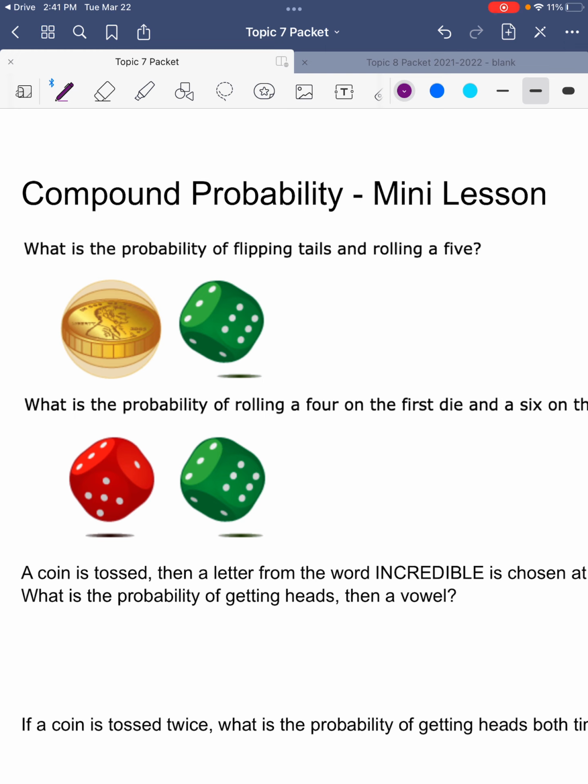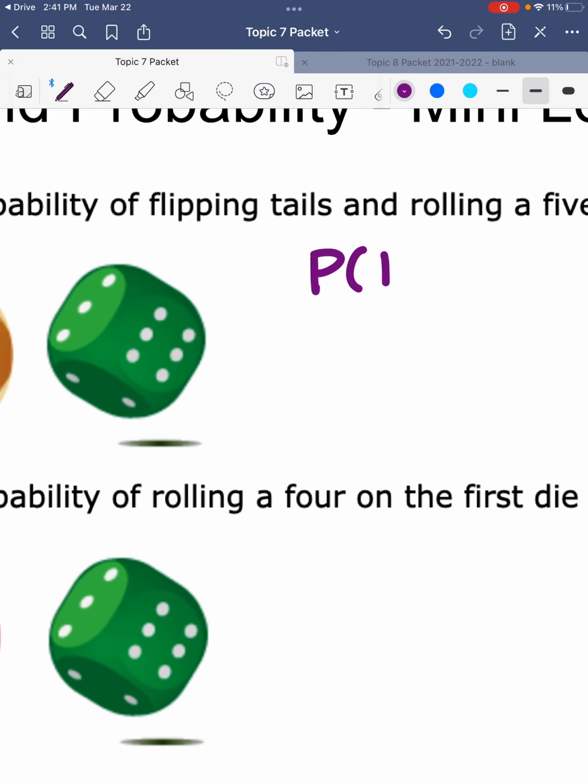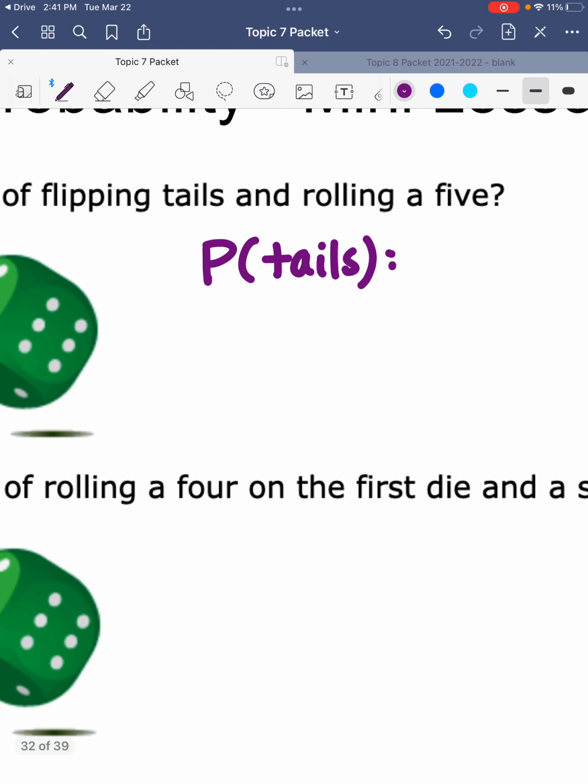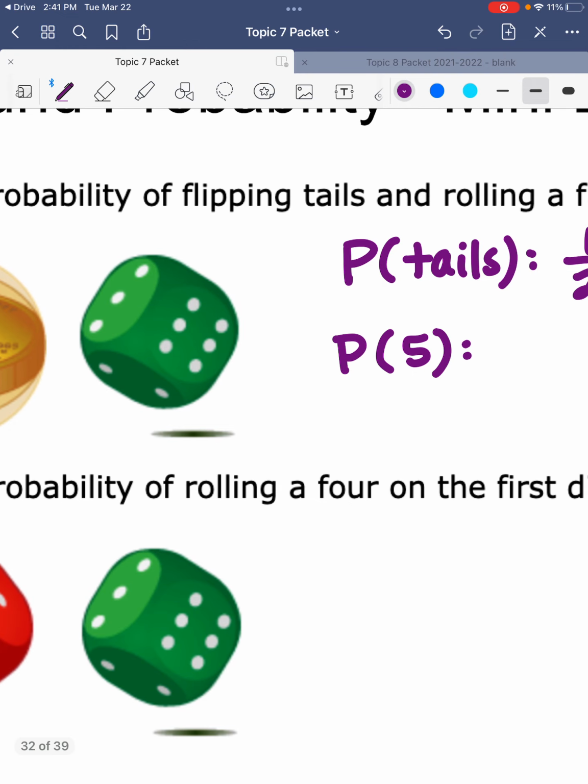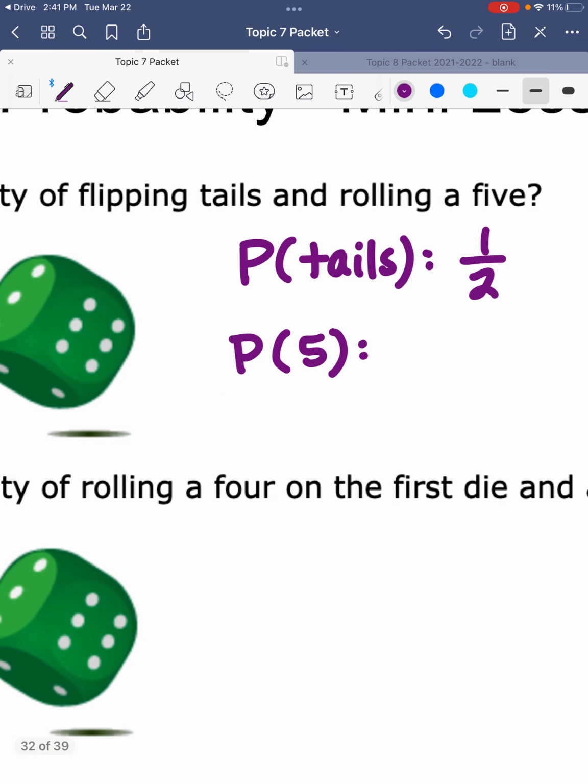It says, what is the probability of flipping tails and then rolling a 5? So we've got a coin that we're flipping, so it's either going to be heads or tails. So I'm going to write this as the probability of tails. I'm either going to land on tails or on heads, so it's 1/2. Now, the probability of rolling a 5 on my dice. Well, that's a standard 6-sided dice, and I know that 5 will show up one time on that dice. So it's going to be 1 out of 6 total outcomes.